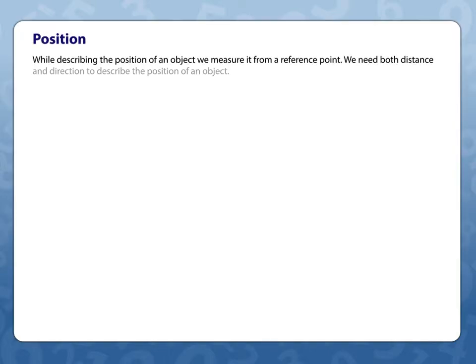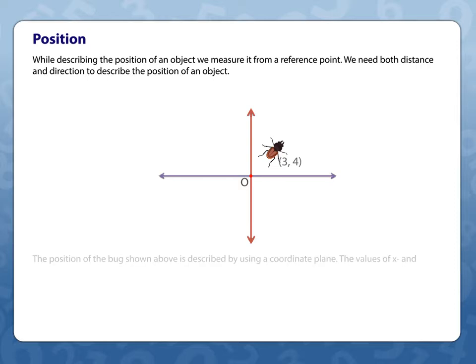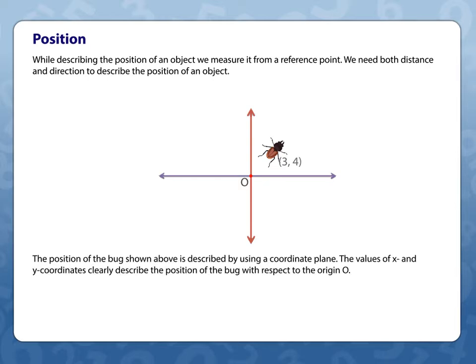Position. While describing the position of an object, we measure it from a reference point. We need both distance and direction to describe the position of an object. The position of the bag shown above is described by using a coordinate plane. The values of x and y coordinates clearly describe the position of the bag with respect to the origin O.